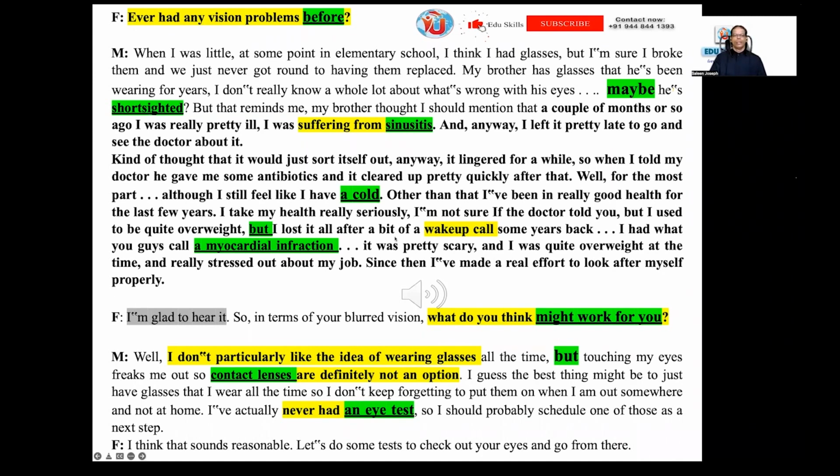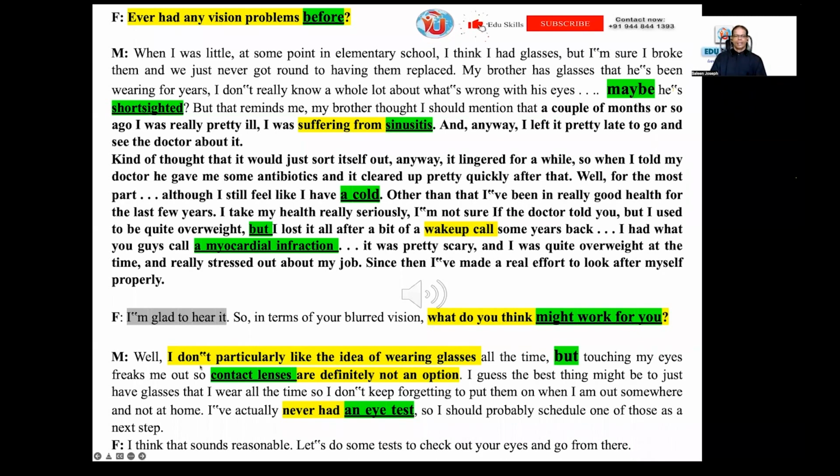And I have a cold, suffering from symptoms of cold, it is said in the question statement. But again, one contrast here, and after the contrast what comes is the answer. Wake up call is the clue given there, myocardial infarction. So after the contrast, there is the answer. So what do you think might work for you? Next step. In the question booklet, it is given next step.